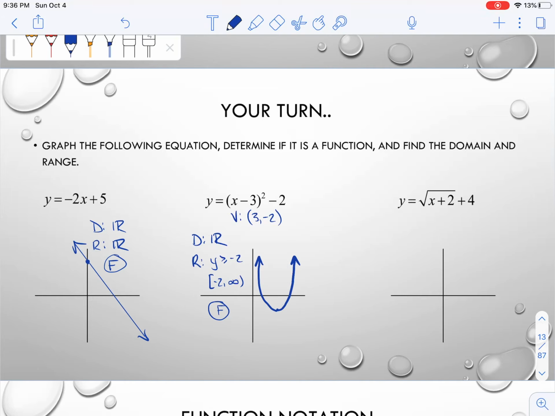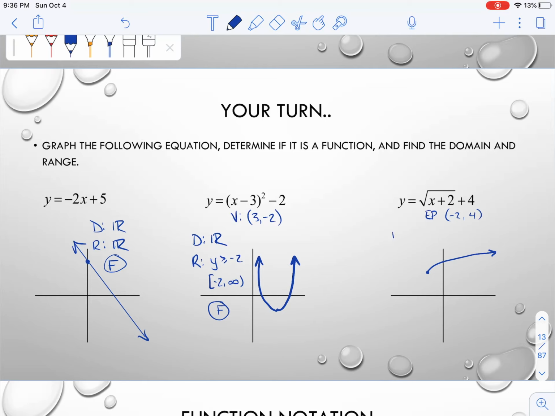If I look at my third equation here, I have y equals the square root of x plus 2, plus 4. Again, inside is opposite, so I'm going to have an endpoint at -2, positive 4. A is 1, so it's going to open up and to the right. So -2, 4, I'm going to have an endpoint somewhere about here, and this is going to open up and to the right.